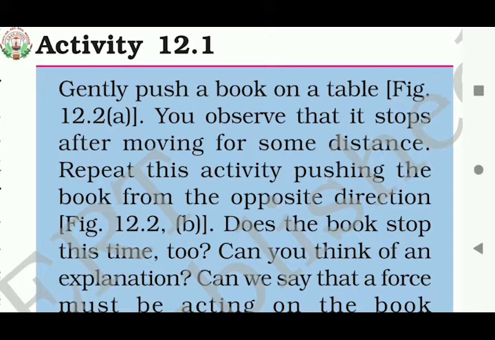Repeat this activity, pushing the book from the opposite direction. Does the book stop this time too? Yes, after some time, the motion of the book reduces. It will come to rest. Can you give the reason why it happens so?